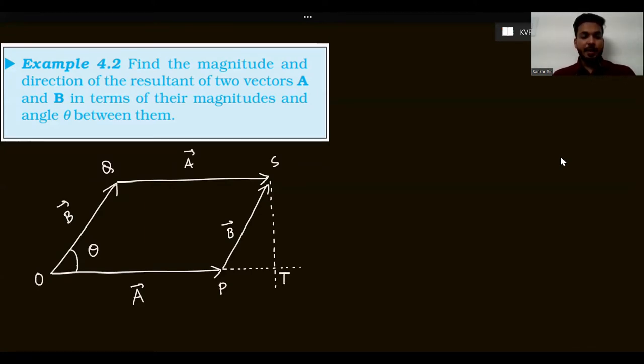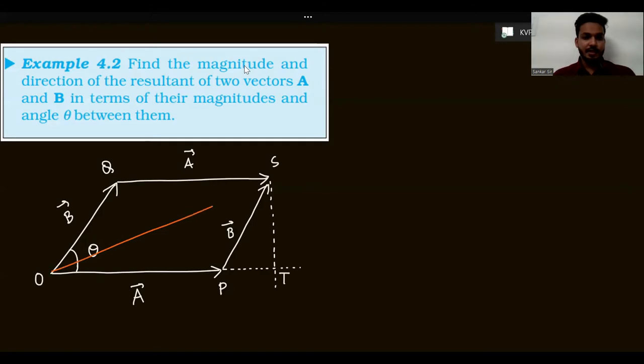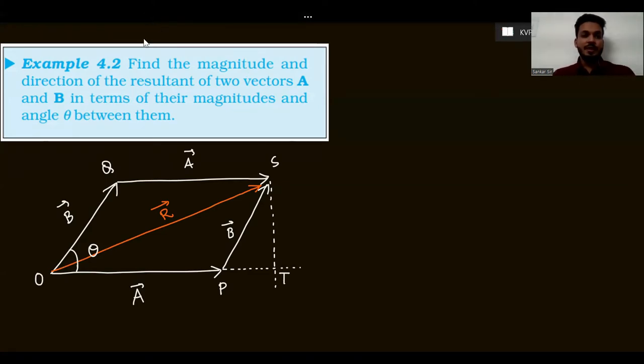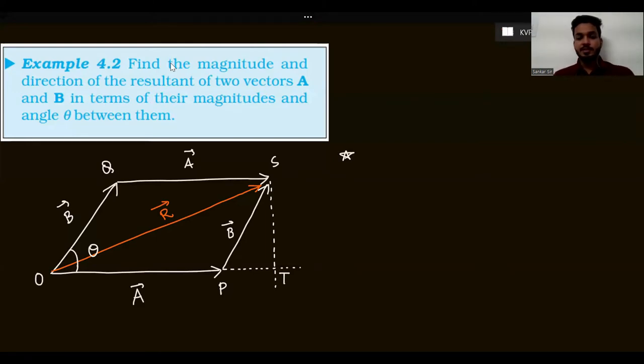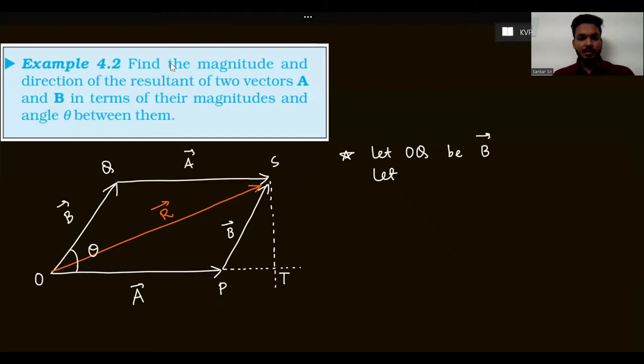Okay. And parallelogram law states that whatever the length of this diagonal, the length of this diagonal is going to be the resultant we are looking for. So parallelogram law states that this R is going to be the addition of A vector plus B vector. So A vector plus B vector is essentially R vector, but finding out the length of R vector is your job. Okay. So let me show you how to write this. The first thing you will write here is this: let OQ be the B vector, and let OP be the A vector. And let theta be the angle between them.